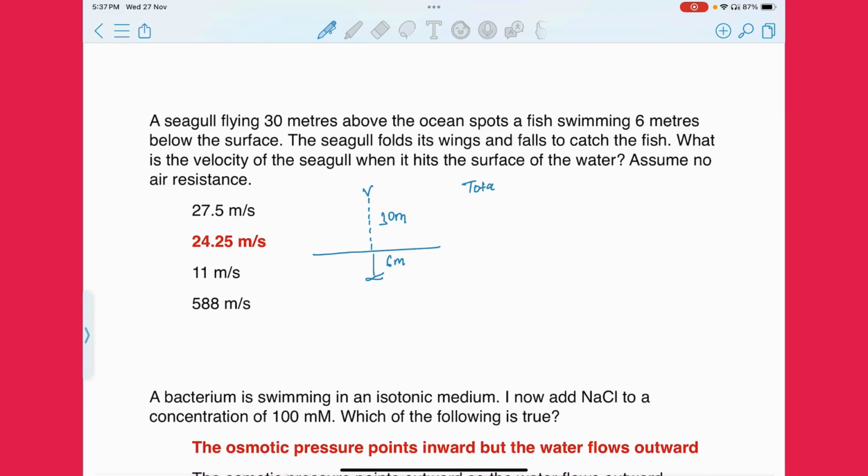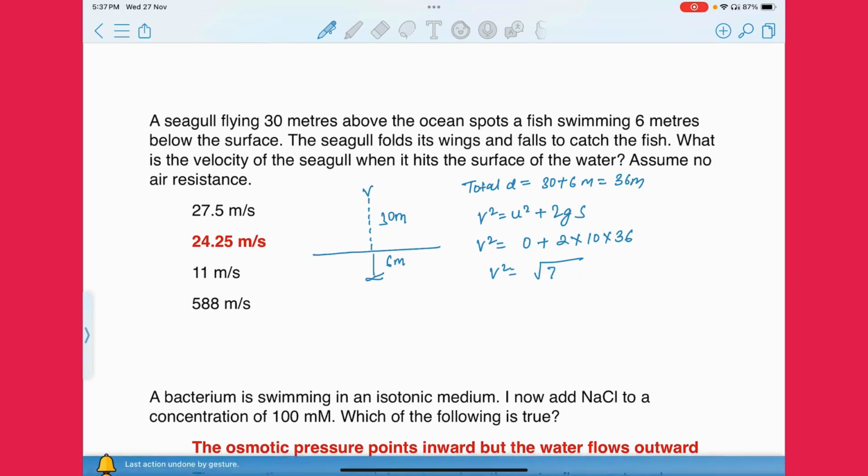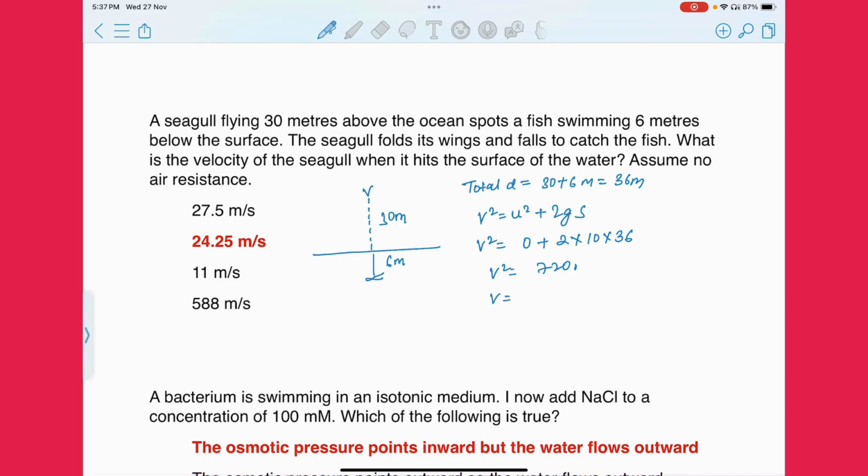So the total distance between the seagull and the fish is 30 plus 6 meters, that is 36 meters. We know v square is equal to u square plus 2gs. From here, v square will be equal to 0 plus 2, consider g to be 10, and s is 36 meters. v square will come to 720, and v will come as root of 720, which will be equal to 26.83.